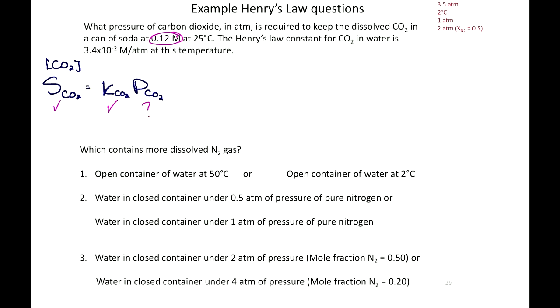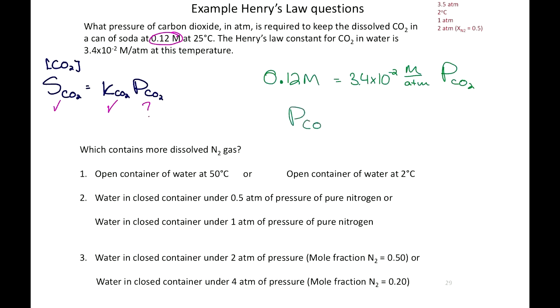So again, solubility of that gas is just concentration in molarity. And I'll show you how those units work out. So solubility of CO2 is given as 0.12 molarity equals the Henry's law constant, so 3.4 times 10 to the negative 2 molarity per ATM, times the partial pressure of CO2, which we are solving for. Right, one variable, you can solve that.